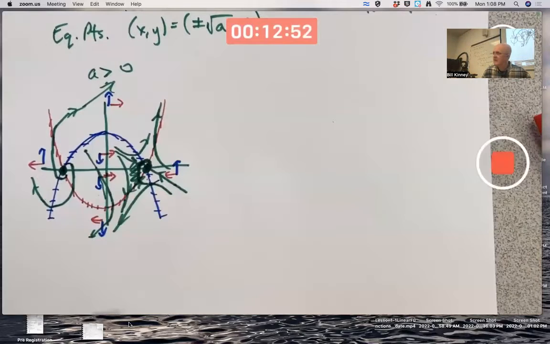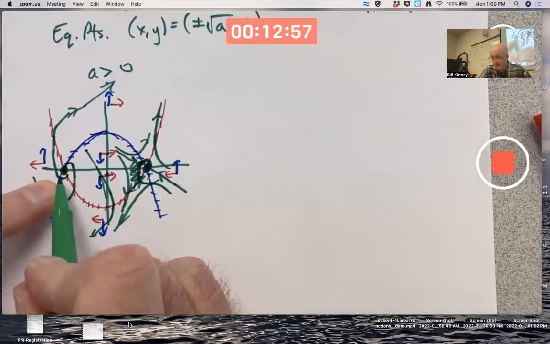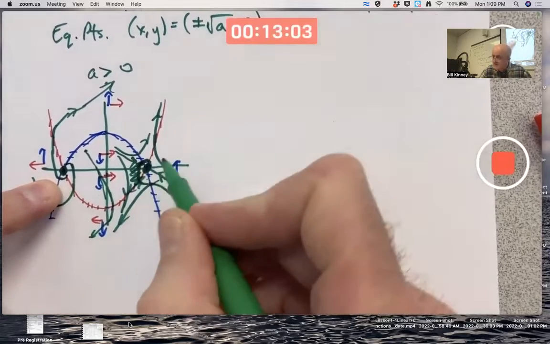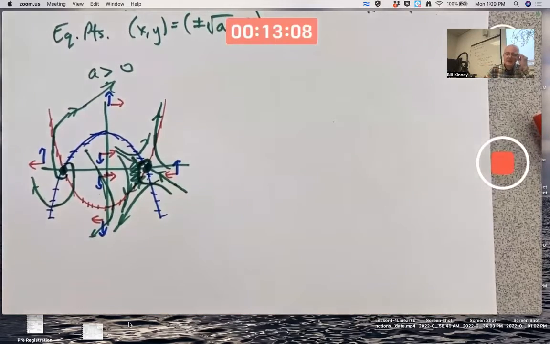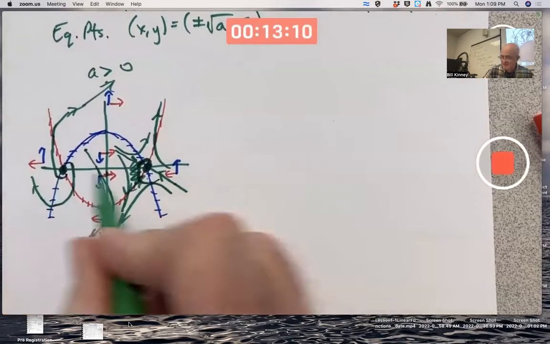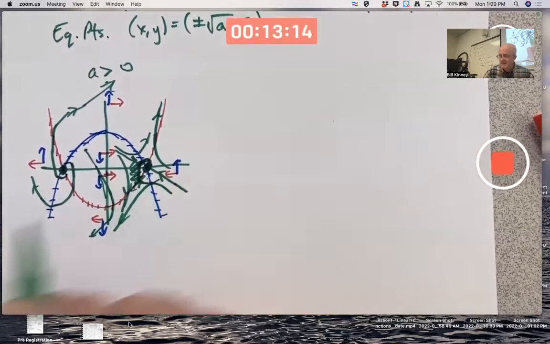You start to get a little feel for what's going on. It looks like this point right here, look at it with me here, that looks like some sort of spiral source, doesn't it? And this point looks like some sort of saddle point. But how do you know? Is there a way to know for sure this is a spiral source and this is a saddle point? There actually is. That's called linearization.